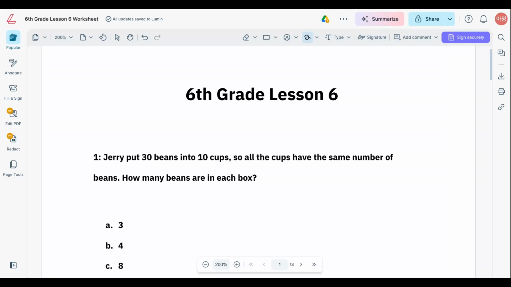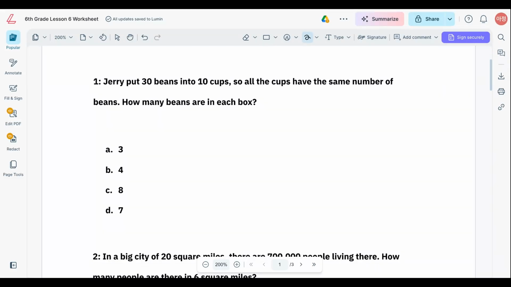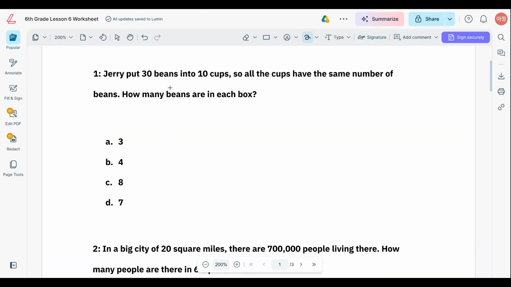Going over 6th grade, lesson 6. And so let's go over the first question.